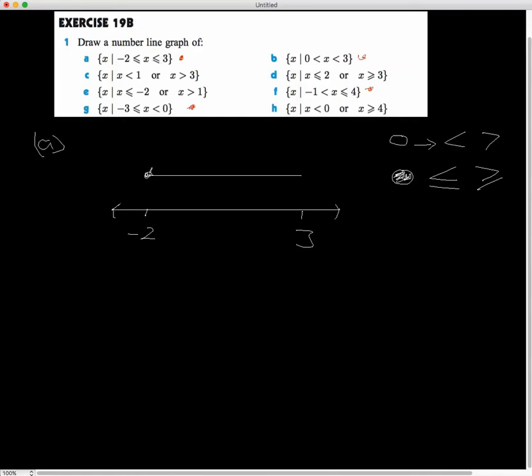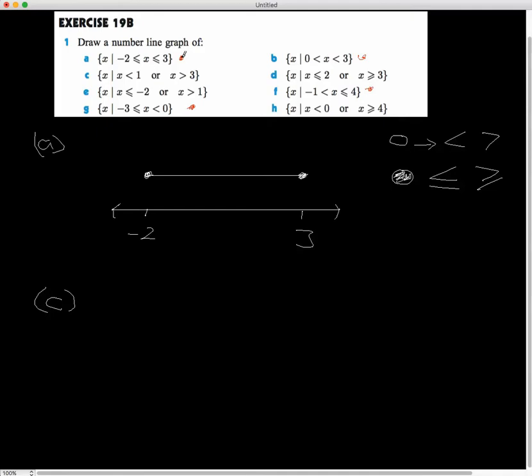So I'm going to put my bubble and shade it in here. Okay, so we have to remember to do that. Okay, now if we compare that to another one, let's do number C in this case.